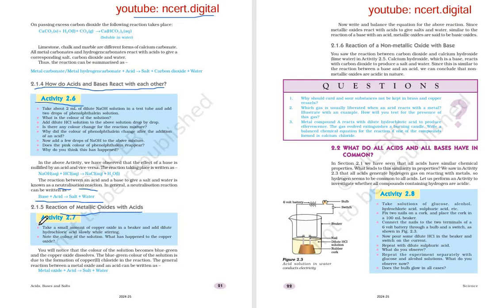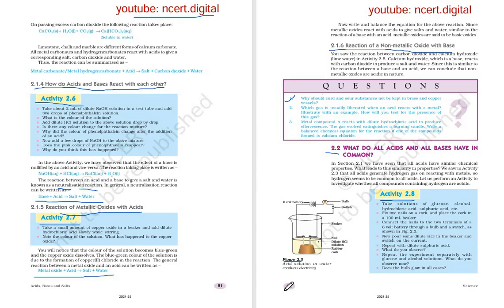Activity 2.7. Take a small amount of copper oxide in a beaker and add dilute hydrochloric acid slowly while stirring. Note the color of the solution. What has happened to the copper oxide? You will notice that the color of the solution becomes blue-green and the copper oxide dissolves. The blue-green color of the solution is due to the formation of copper(II) chloride in the reaction. The general reaction between a metal oxide and an acid can be written as: metal oxide + acid → salt + water.